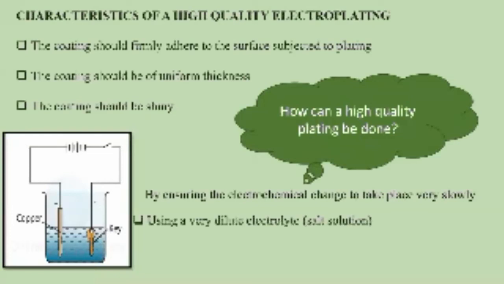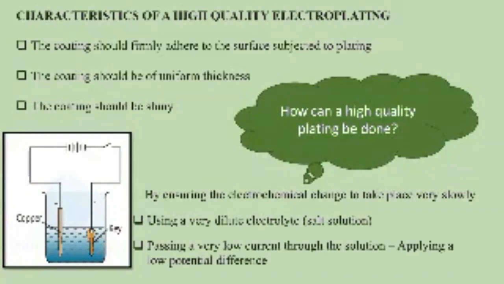Using a very dilute electrolyte or salt solution. Let me remind you again, here the salt solution does not mean sodium chloride. Salt solution is a solution made up of an ionic compound which contains positive and negative ions. So, if we use a very dilute solution, we are able to get a good quality electroplating, passing a very low current through the solution. In order to pass a very low current through the solution, we can apply a low potential difference.